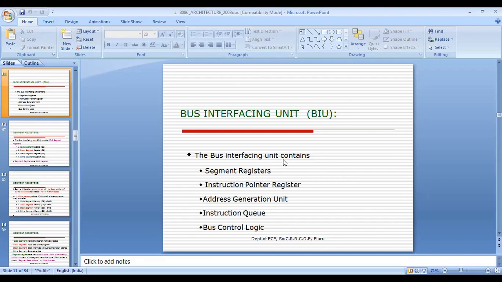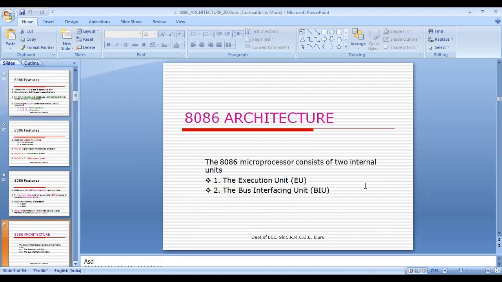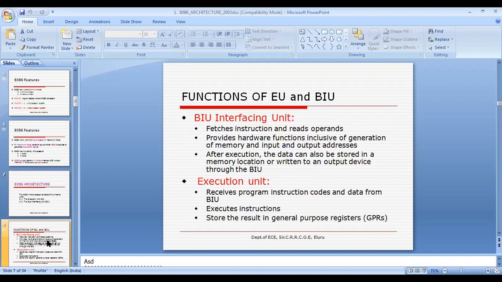Good morning all. In yesterday's class, we started the 8086 architecture. The entire architecture of 8086 is mainly divided into two functional units: the bus interfacing unit and the execution unit. And we have also discussed the individual functions of the execution unit and the bus interfacing unit.